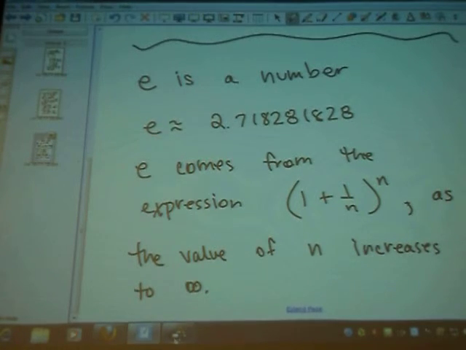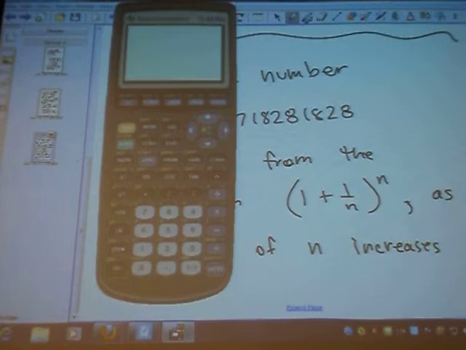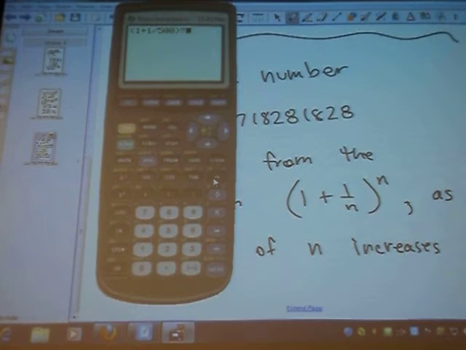So if you guys want to try this, try n as 500 or 1,000 or 10,000. Okay? Let's try it. So if I do 500, 1 plus 1 over 500 raised to the 500th power.